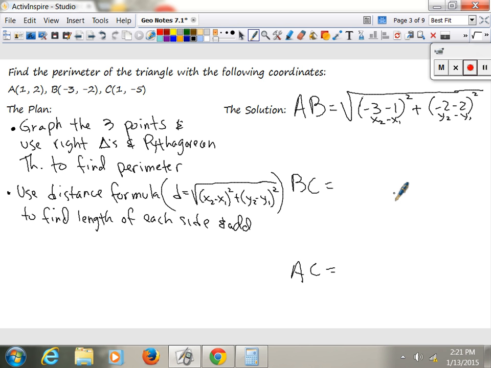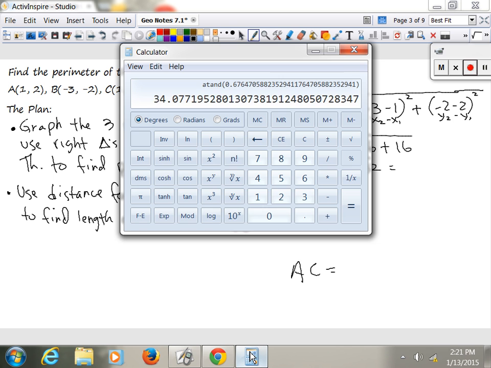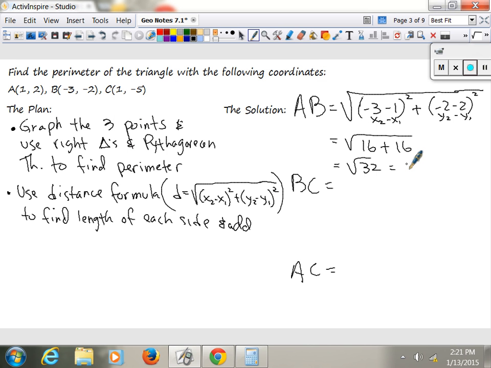Now in your head, -3 minus 1 is -4. Square it. 16. Positive 16, right? So put 16 plus -2 minus 2, which is -4. Square it. 16 again. So you're going to get the square root of 32. And if you look at a calculator, you do 32 square root, 5.7, because the 6 is going to round up to a 7. So 5.7 is the length of AB.